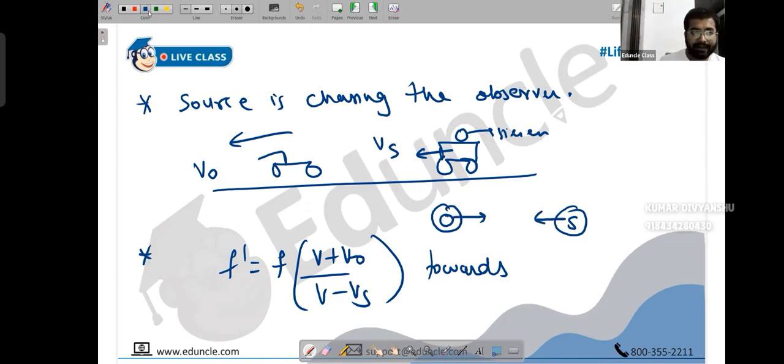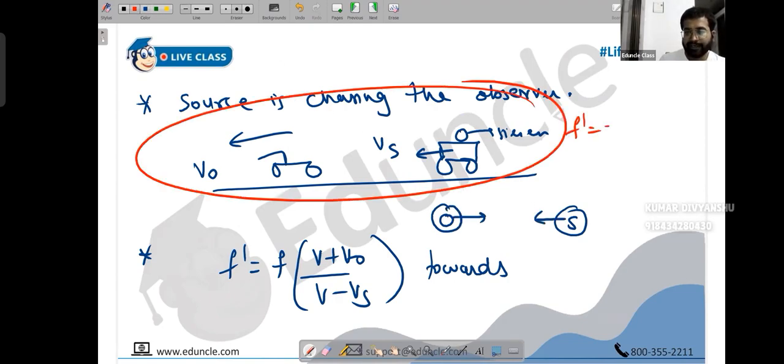Now tell me one thing. In the problem that I have given you, F dash is F into V, whose direction is same and whose direction is reverse as per our reference? Observer. Source has the same direction. Source is still on left, right? So minus VS will remain as it is. But observer is reversed. Here observer was on the right. Now observer is on the left. So plus VO will become minus VO.